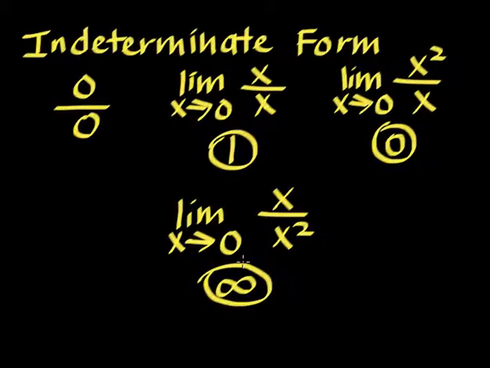So now you know that when we simply plug in 0 for our expression and we're trying to solve the limit, if we get 0 over 0, it's an indeterminate form, so we actually can't determine just based on 0 over 0 what that limit approaches.